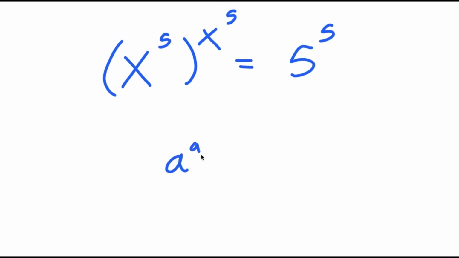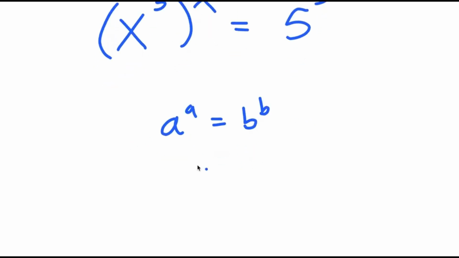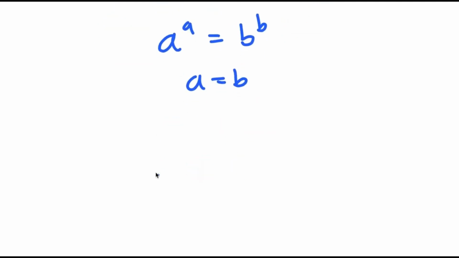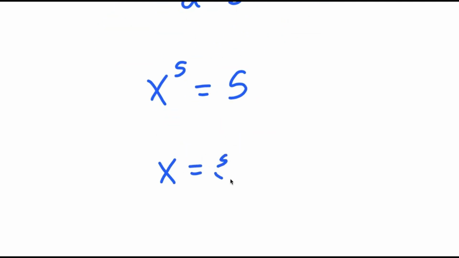Now from here, if I have something of the form a to the power of a is equal to b to the power of b, this means that a equals b. So in this case, x to the power of 5 is equal to 5, and x is equal to the 5th root of 5.